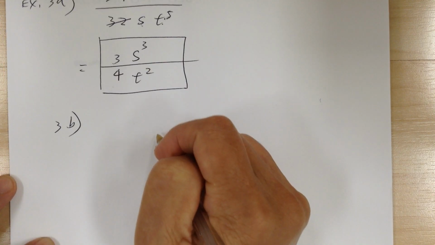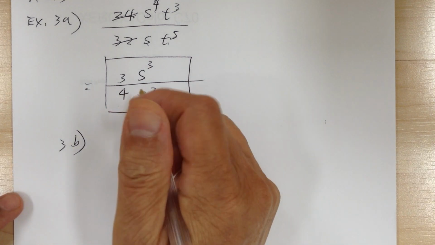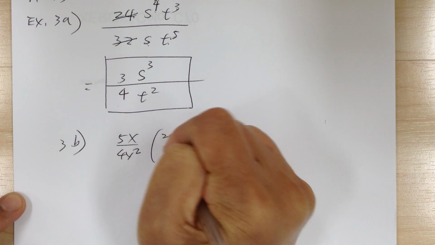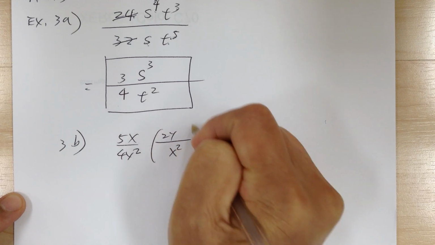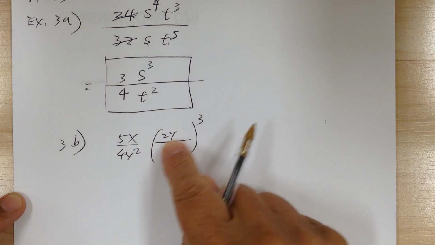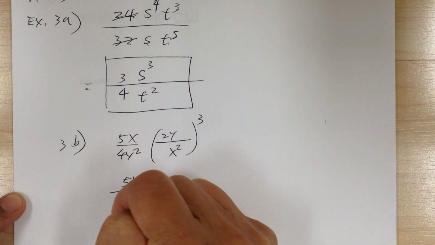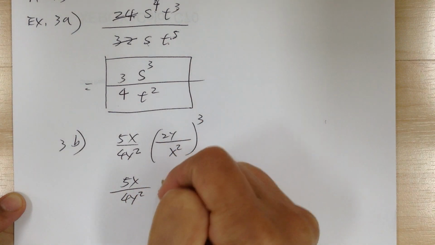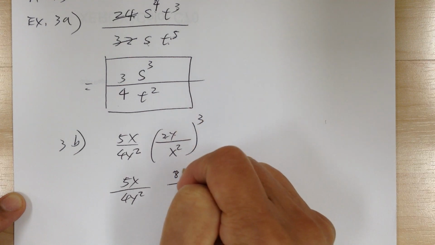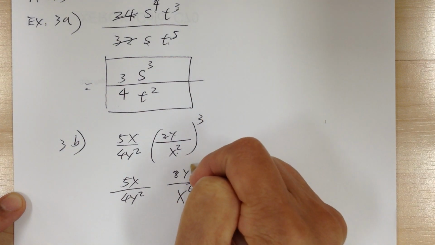Okay, example 3b. You have 5x over 4y squared, times (2y over x squared) cubed. You have multiplication and you have the exponents. You have to do the exponent first before you do the multiplication. So 2 to the 3 power is 8. y to the 3 is y to the 3. x squared to the 3 power will be x to the 6.